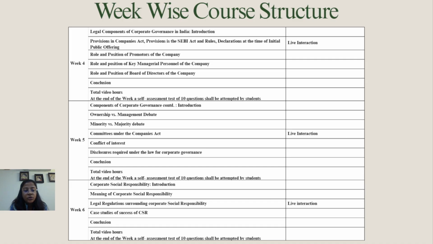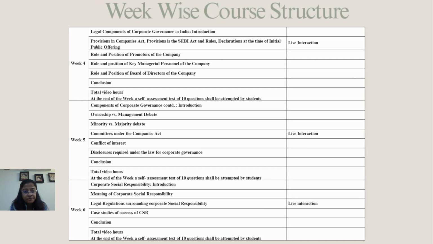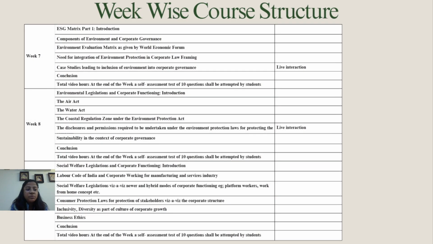We are also looking at corporate social responsibility in week 6. And then in week 7, we move over to the ESG matrix, understanding the environment and corporate governance. We will look at various environment legislations, Air Act, Water Act, Coastal Regulations Act, and various disclosures under the Environment Protection Statutes. Week 9, we will look at the various social welfare legislations, including the labor code, consumer protection laws, identifying business ethics, understanding the concept of inclusivity, diversity as part of the culture of corporate growth.